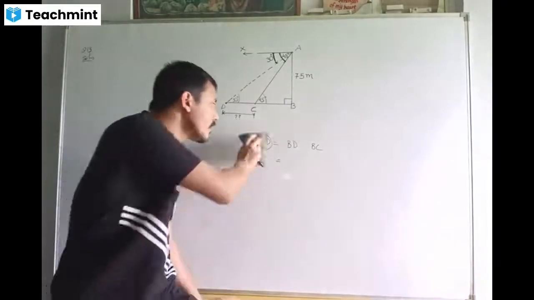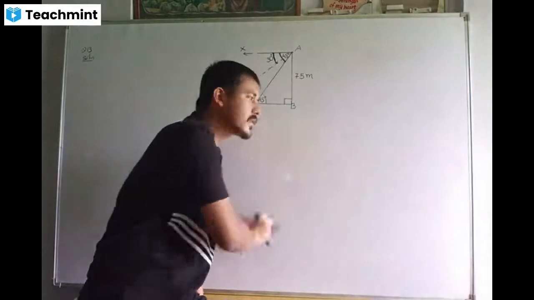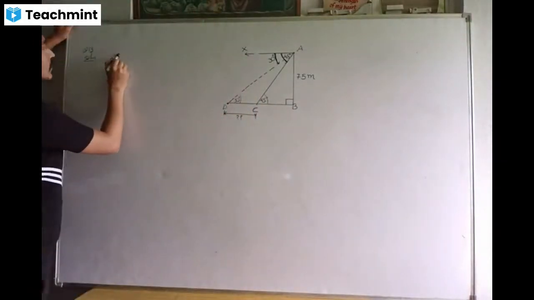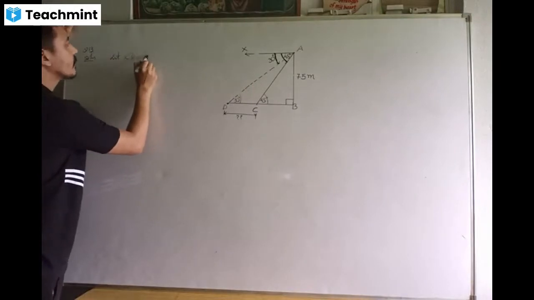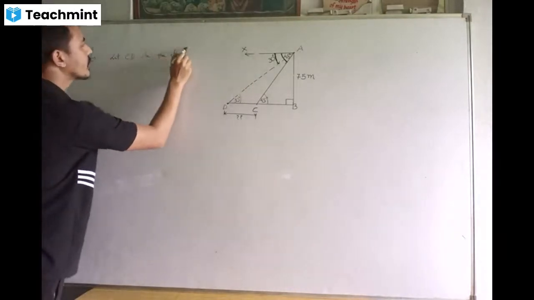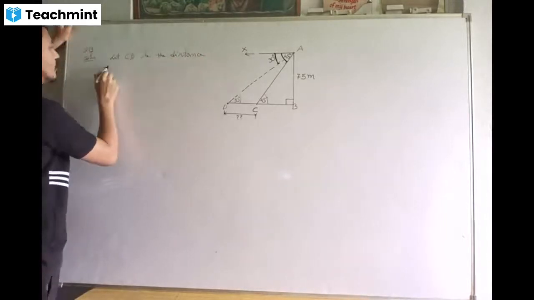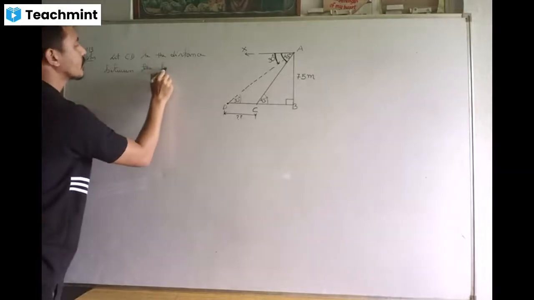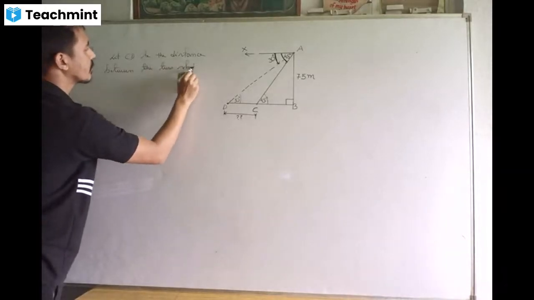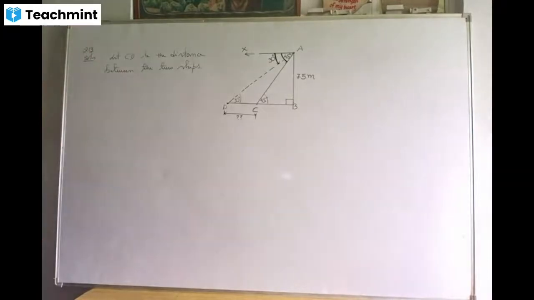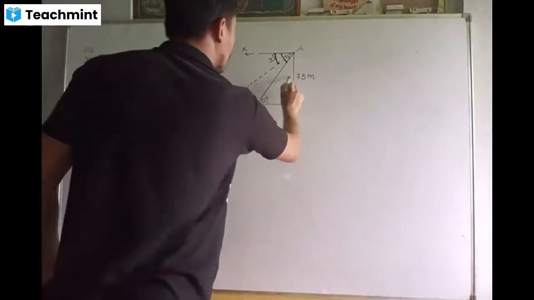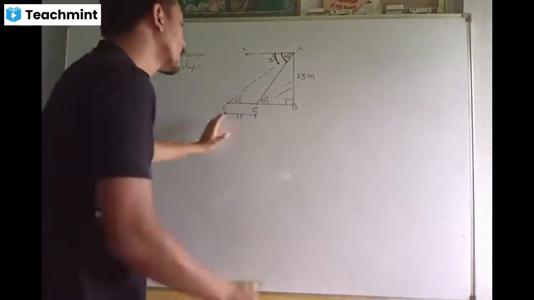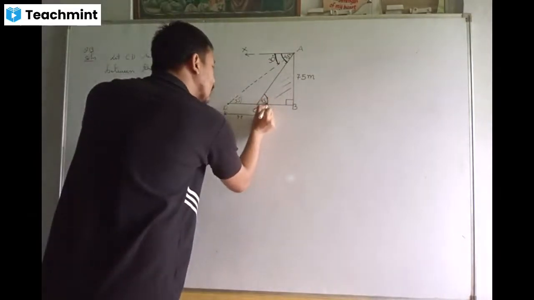So our objective is to find out the distance between the ships. Let me write down the objective here. Let CD be the distance between the two ships. Now let me start from the smaller right triangle. Your smaller right triangle is ABC. Your angle theta is given to be 45 degrees.